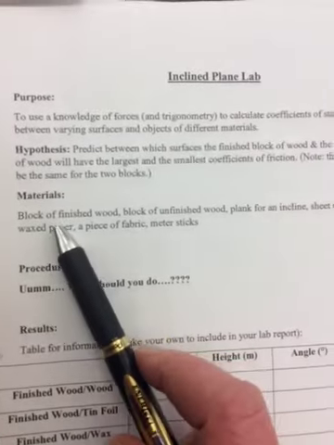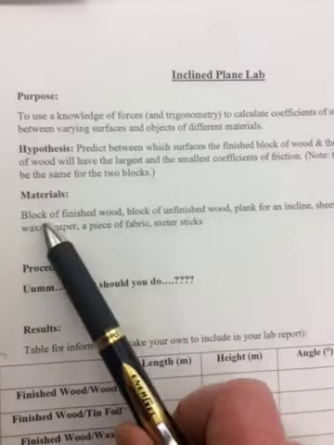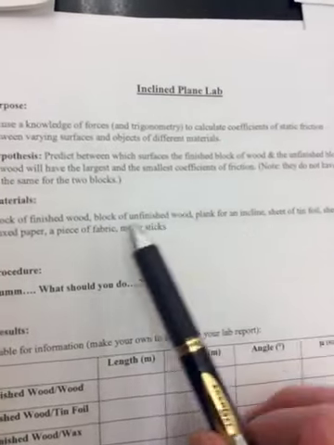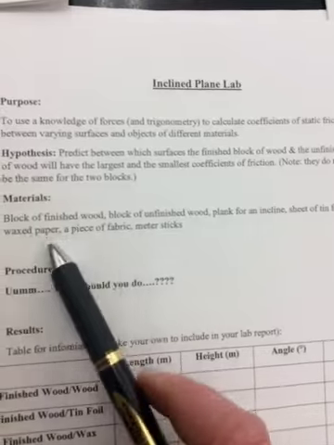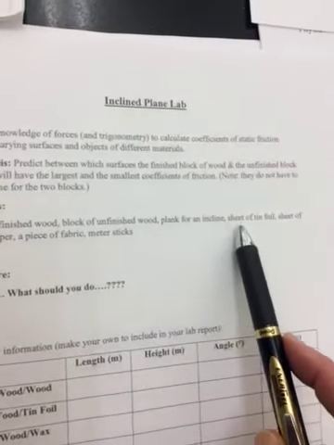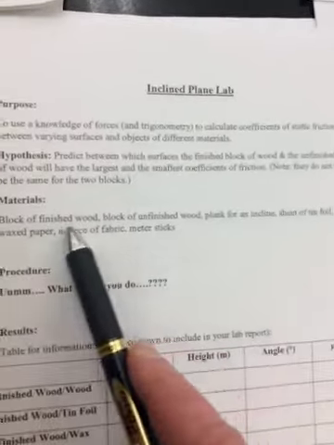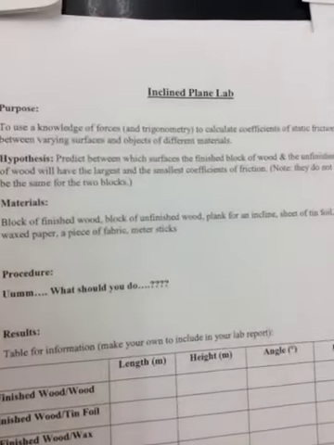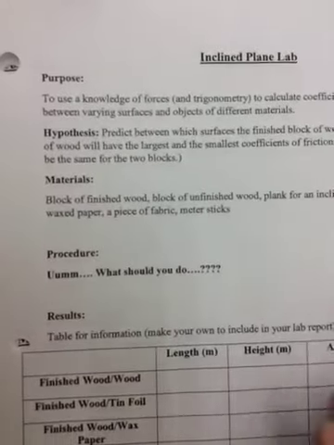All right, materials. I think I have all the materials here. Usually I try to give you the materials. Sometimes maybe we add something in that I'm not aware of when I'm typing it up, but: a block of finished wood, block of unfinished plank, sheet of foil, sheet of wax paper, piece of fabric, and meter stick. So I think everything is there.